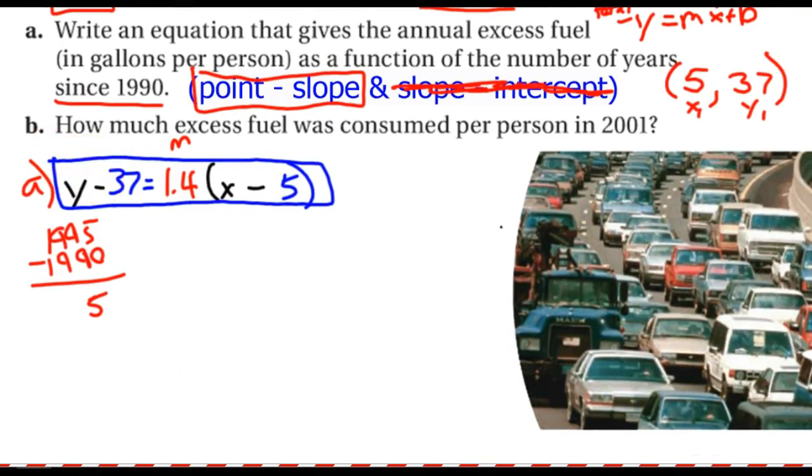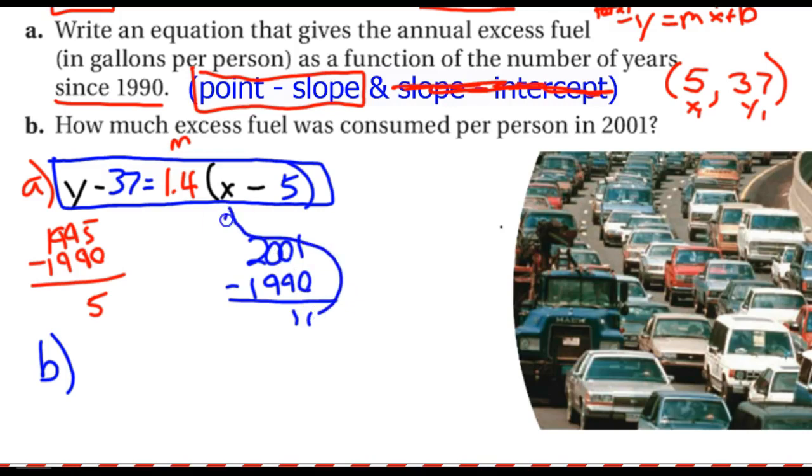Now B says, how much excess fuel was consumed per person in 2001? Well, we can use our equation to figure that out, but this time we need to figure out what our years were since 1990 to 2001. So if we do 2001 minus 1990, that's going to give us 11 years. So our x then is going to be 11.